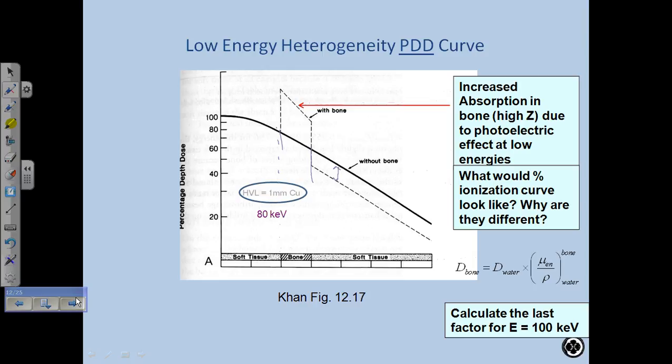Well, this part would all be the same. So it would go like this. But what happens when it hits the bone? It's going through the bone. Then there's more ionization in the bone, right? Yeah, there's more ionization in the bone.